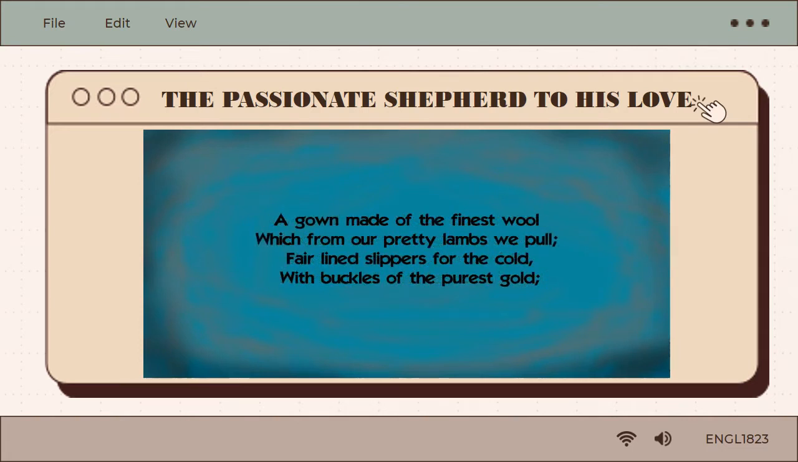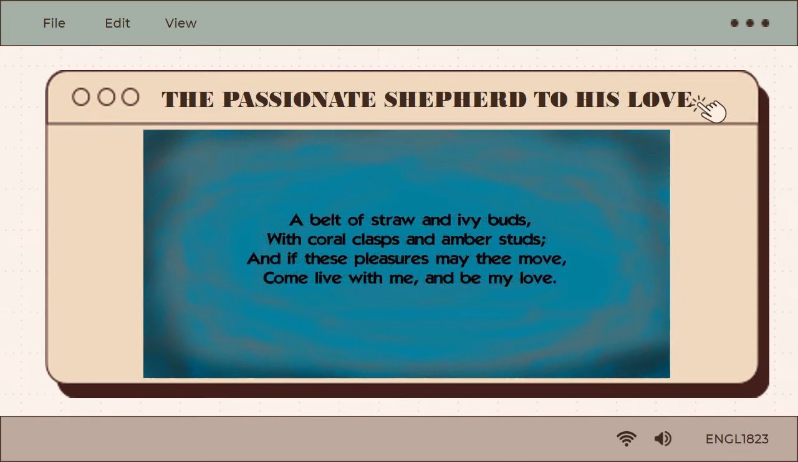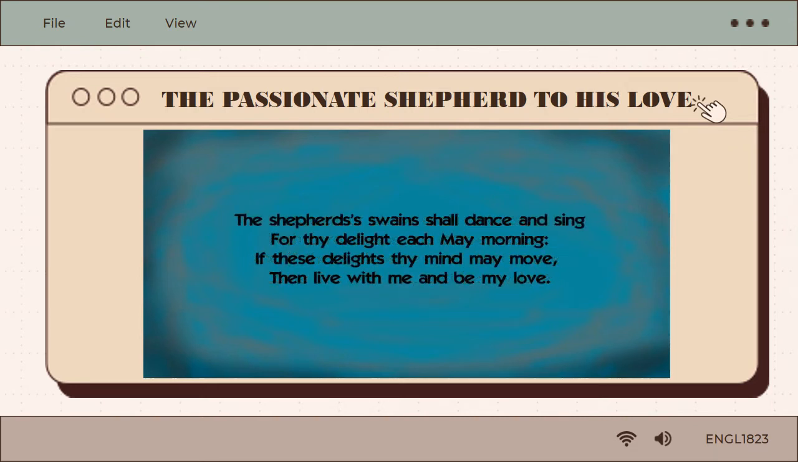A gown made of the finest wool, which from our pretty lambs we pull. Fair lined slippers for the cold, with buckles of the purest gold, a belt of straw and ivy buds, with coral clasps and amber studs. And if these pleasures may thee move, come live with me and be my love. The shepherd's swains shall dance and sing for thy delight each May morning. If these delights thy mind may move, then live with me and be my love.